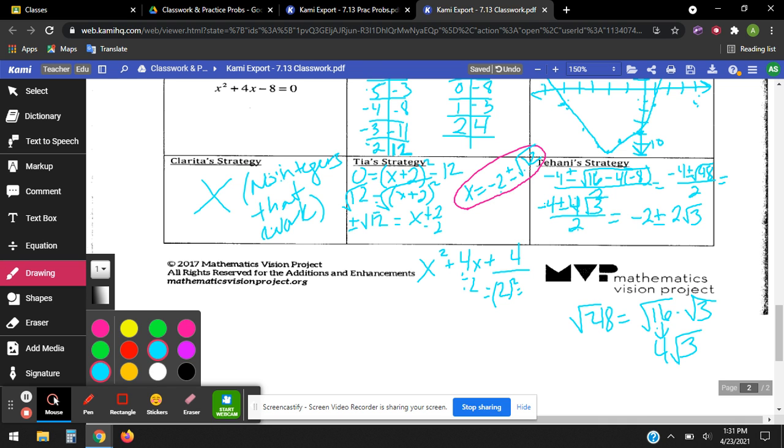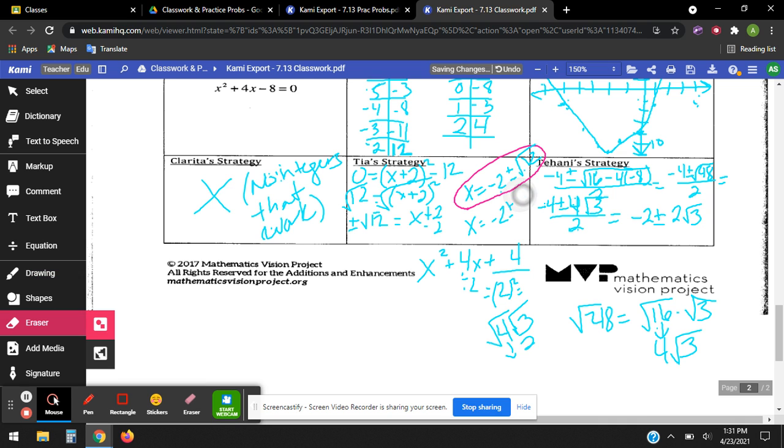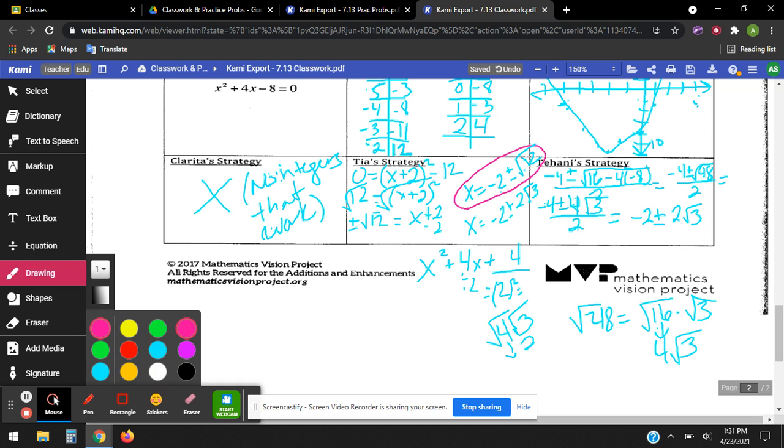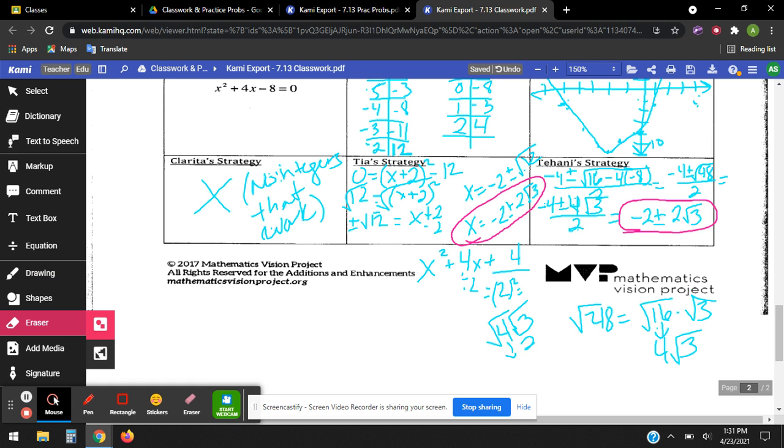We could do that with the 12 as well. We could say 12 is 4 times 3. Square root of 4 is 2. So I'm going to write that over here. Negative 2, which is what we got here, plus or minus 2 times the square root of 3. 2 square root of 3. So this is actually the more simplified version. And I'm going to erase this other one since we want to have it more simplified.